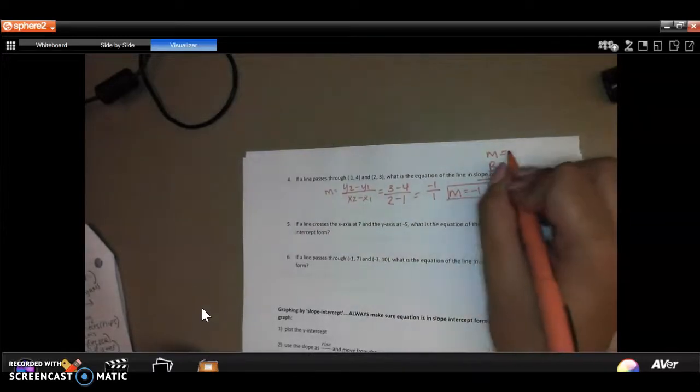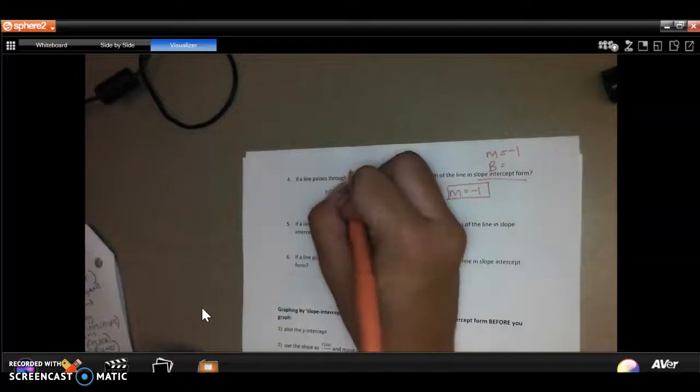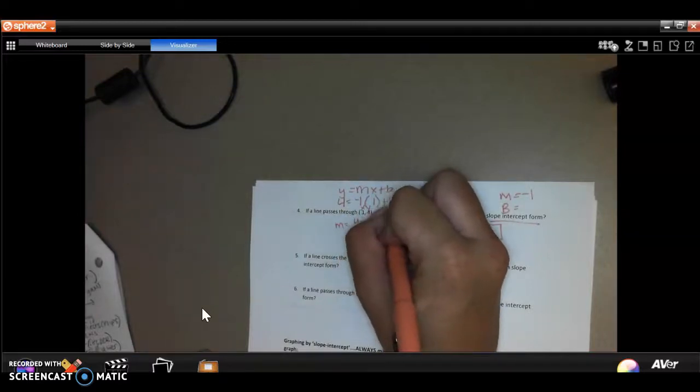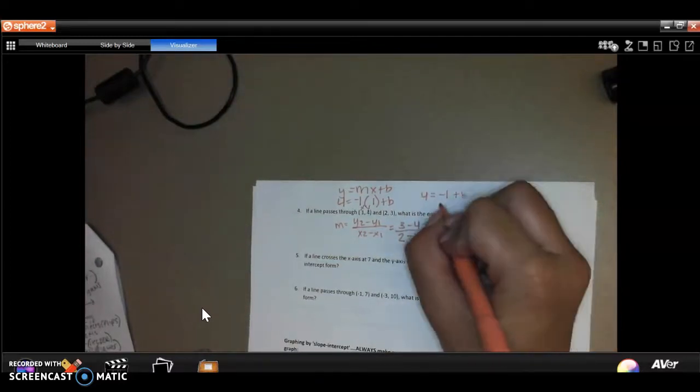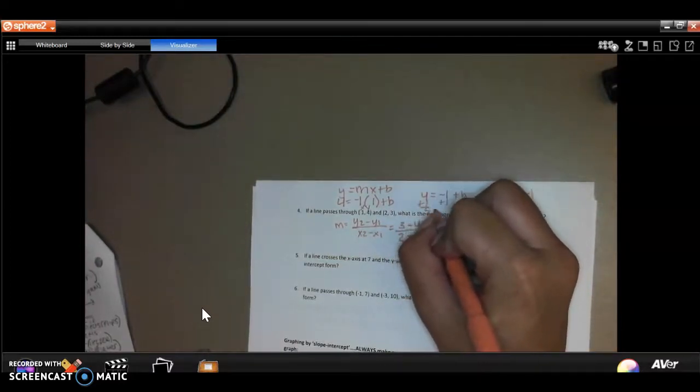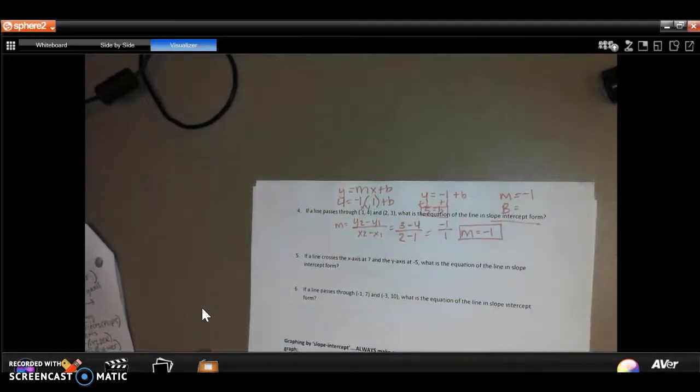Am I done? No. Now I need to get my b. To do that, we're going to plug into the equation. So I'm going to use this first coordinate. Ms. Swiderski, does it matter which one I use? No. So if I have y is equal to mx plus b, my y is going to be 4, my m is negative 1, my x is 1. I'm solving for b. So I get 4 is equal to negative 1 plus b. I'm going to add 1 to both sides. We get 5 is equal to b.